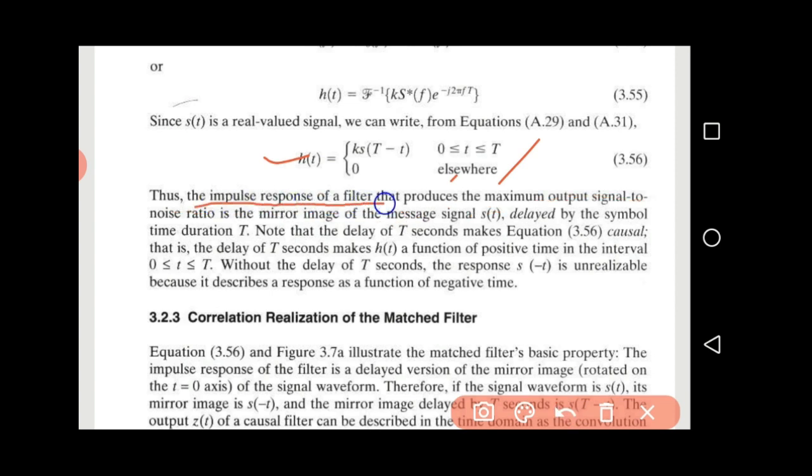Thus the impulse response of the filter that produces the maximum output signal to noise ratio is the mirror image of the signal s(t), delayed by the symbol time duration T. Here we note that a delay of T seconds makes the equation causal. That is, the delay of T seconds makes h(t) a function of positive times in the interval between 0 to T. Without the delay of T seconds, the response s(-t) is unrealizable because it describes a response as a function of negative time.